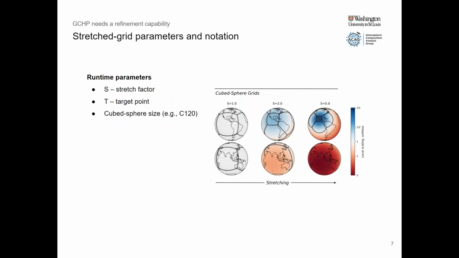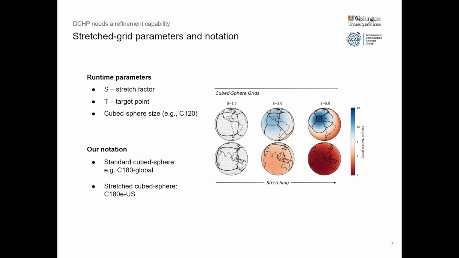So, a quick slide on the parameters and the notation that we're going to use. S is called the stretch factor, and it's what controls the strength of the stretching operation. T is the target point, and that's what controls the center of the refinement. And then the third important parameter is the cube sphere size, which is the initial cube sphere that we start with, which we then stretch to our stretched grid.